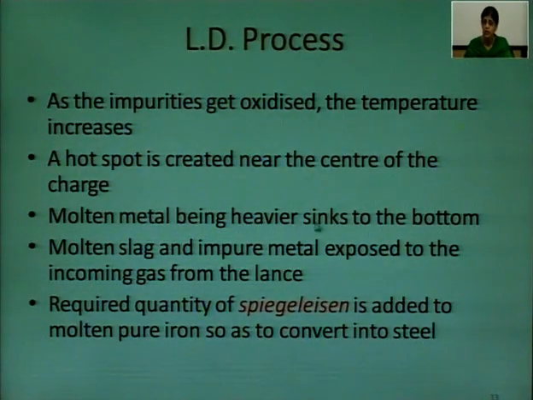Molten metal being heavier will sink to the bottom, as I have told you. We can tilt the converter and pour out the slag first, and then the required quantity of spiegeleisen is added to the pure molten iron so as to convert it into steel. When the required carbon content is obtained, spiegeleisen will be added. We have seen that spiegeleisen is an alloy of iron and manganese.